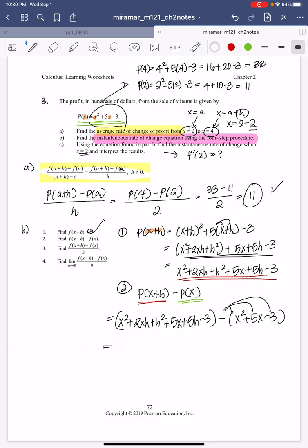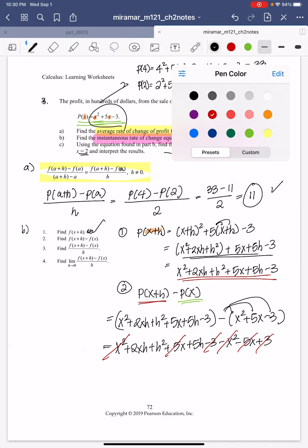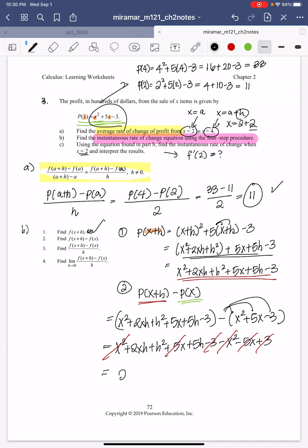So I have x squared plus 2xh plus h squared plus 5x plus 5h minus 3 minus x squared minus 5x plus 3. So things start canceling out. x squared, 5x, and then the 3's cancel out. So I am left with just 2xh plus h squared plus 5h for step 2.